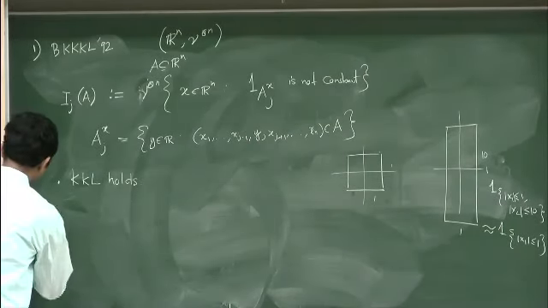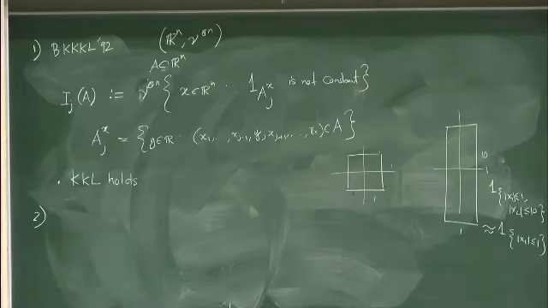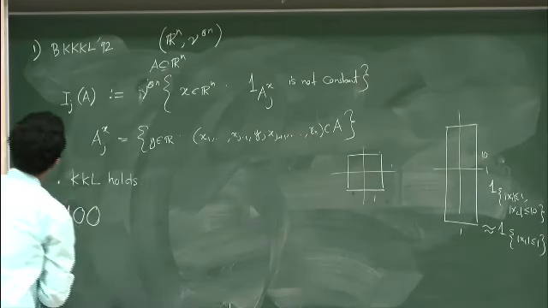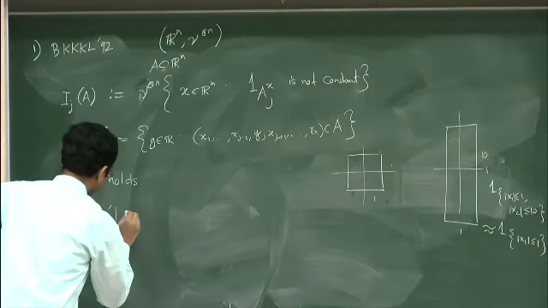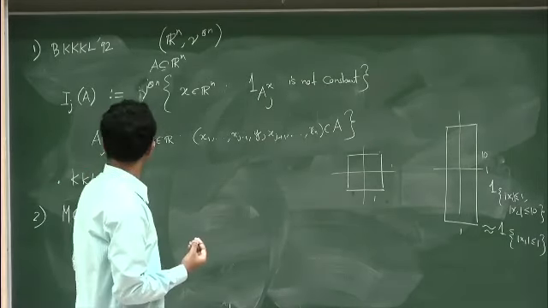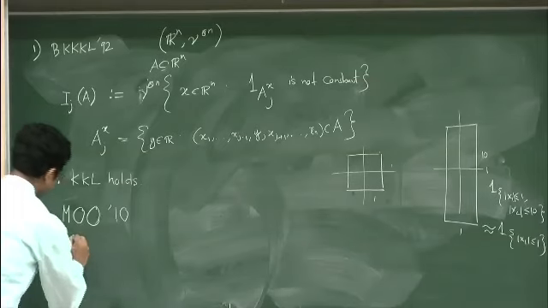And then Mossel, O'Donnell and Oleszkiewicz, probably in 2010, gave another definition of the influence of this function. They call this the variance influence.